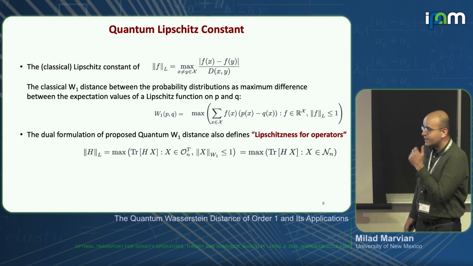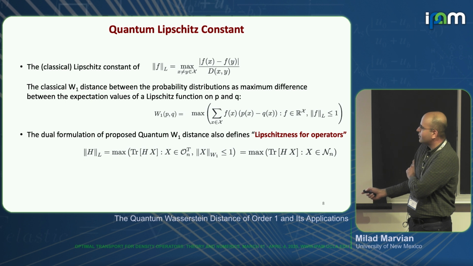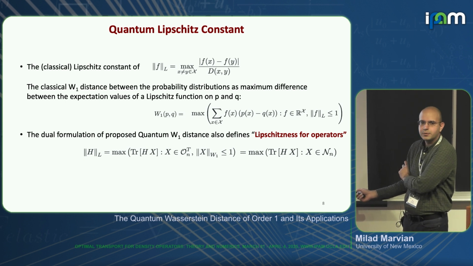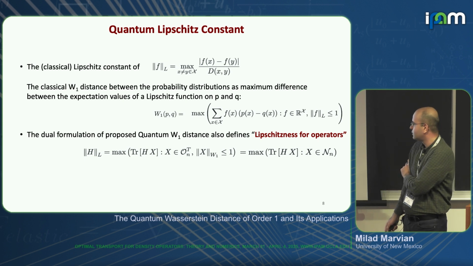And you can do exactly the same thing quantum mechanically, where I look at the operators. Here, by X, I mean a traceless operator. It's like rho minus sigma. It's a traceless Hermitian operator, a self-adjoint operator. I bound it by 1, and I do the maximization, and that's the definition of the Lipschitzness of some operator H. Right? This is just the definition of states being neighbors.